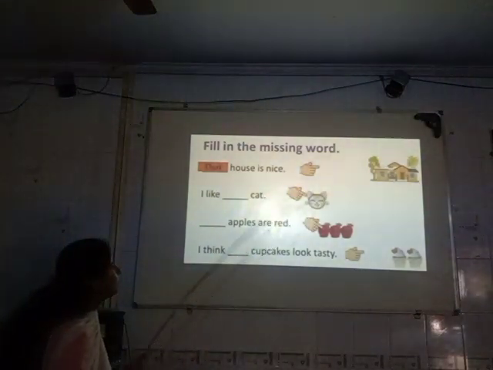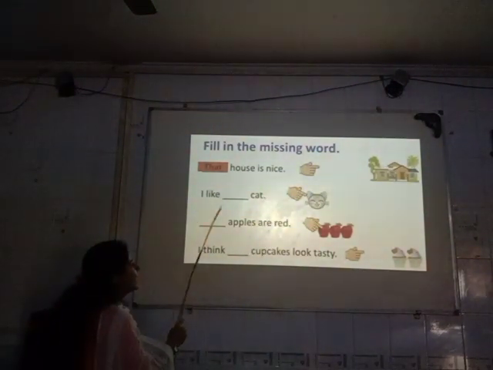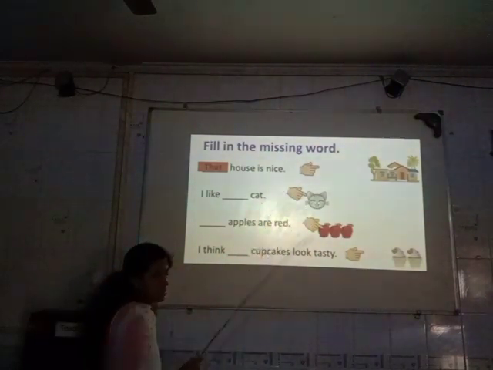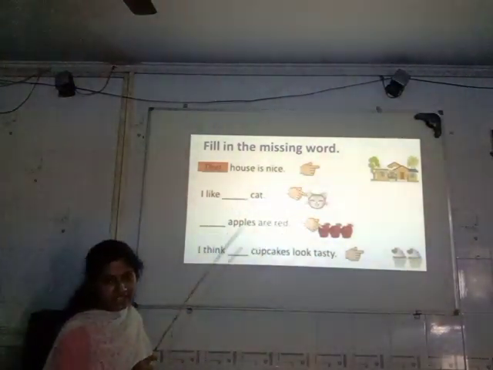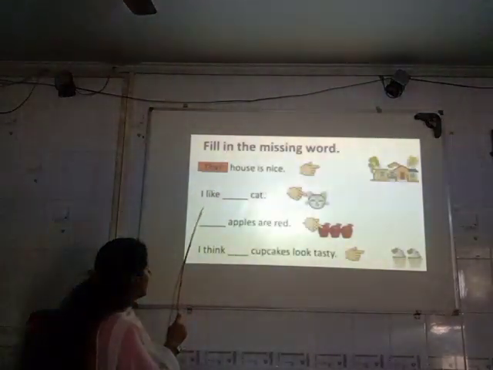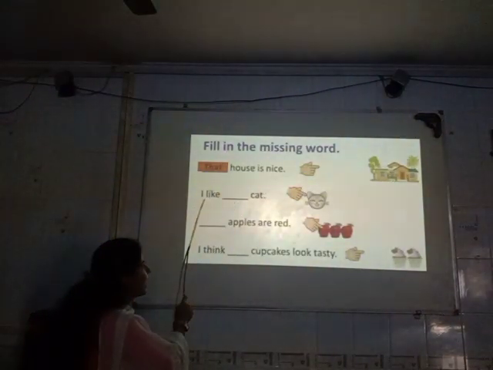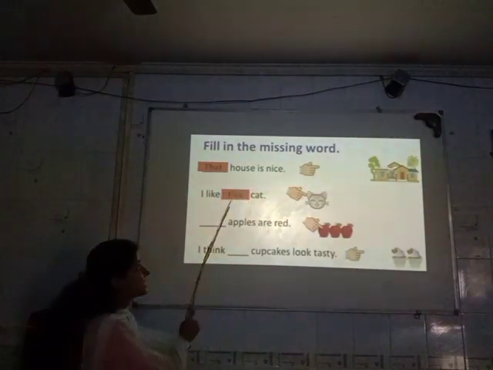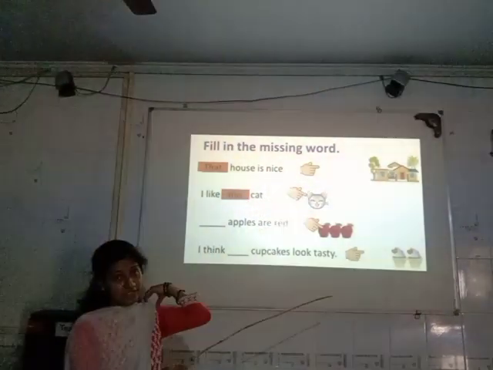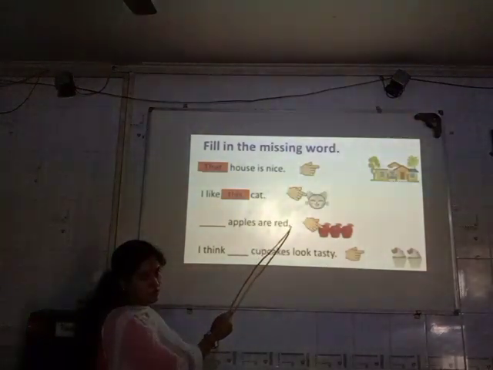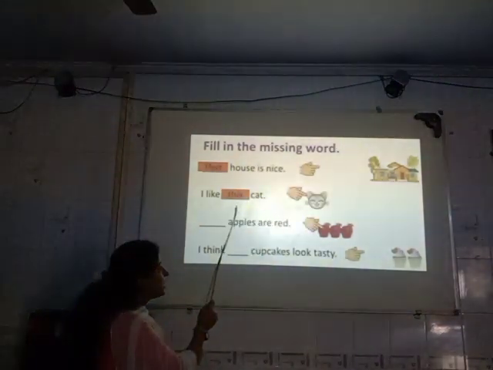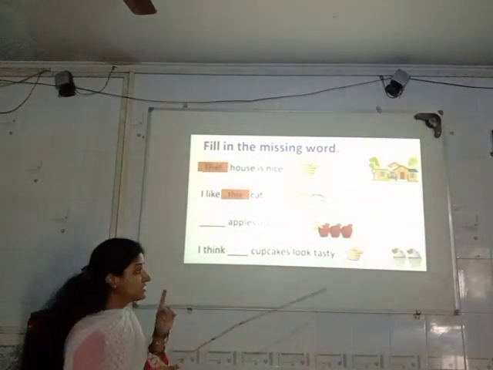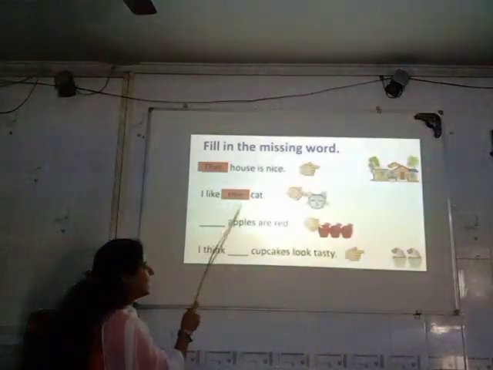Now see the next number. I like dash cat. So see here. Is this cat near or far? This cat is near. So what answer will come here? I like this cat. Why do we use "this" here? Because it is near to us and it is only number one. It is singular. So I like this cat.